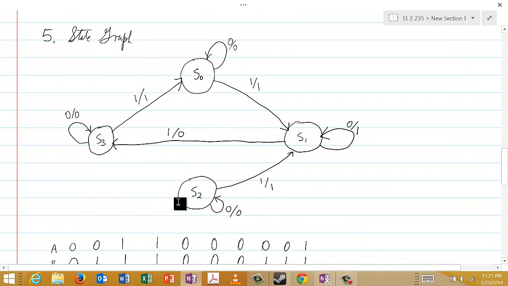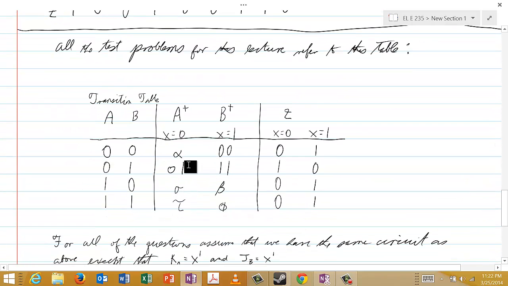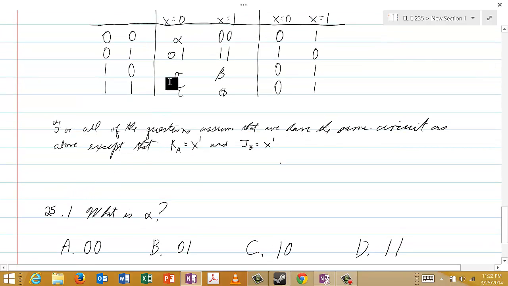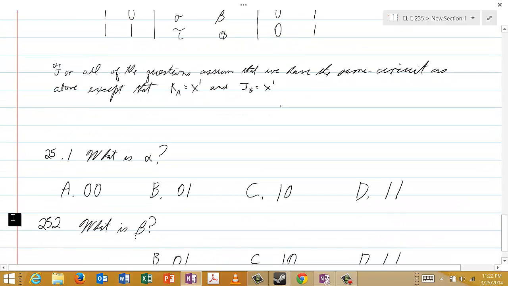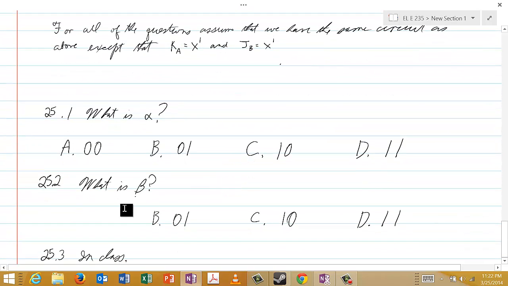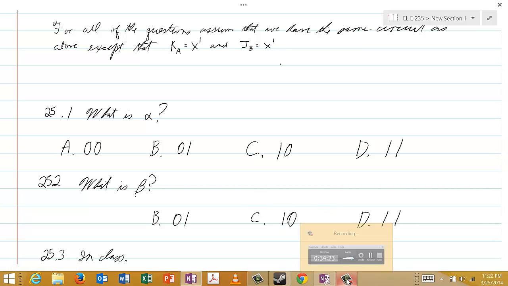And that's what you want to look at: you're interested in finding the new transition table for this new problem. And again, I've given you 3 of the values, but you will want to find, in problem 25.1, alpha. In problem 25.2, you will want to find beta. And then in 25.3, that will be done in class. And that concludes the test for lecture 25. So good luck.